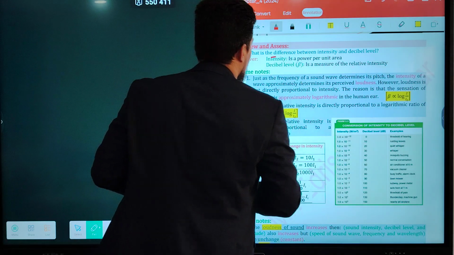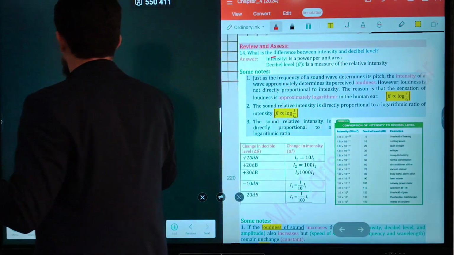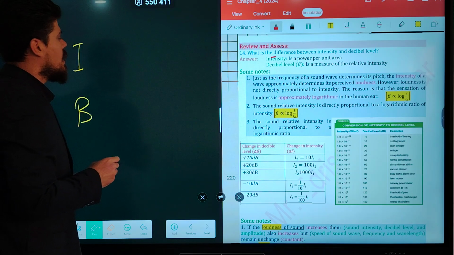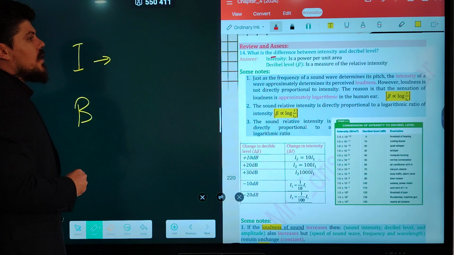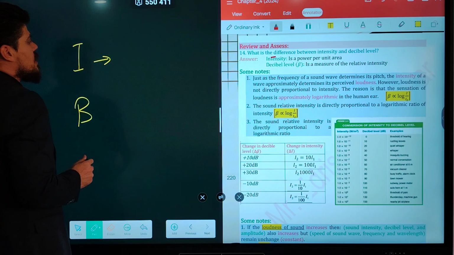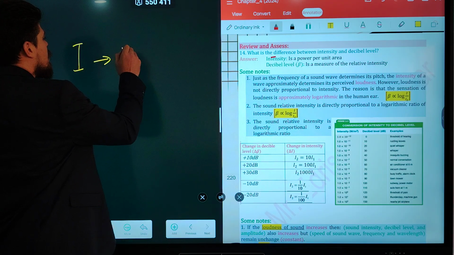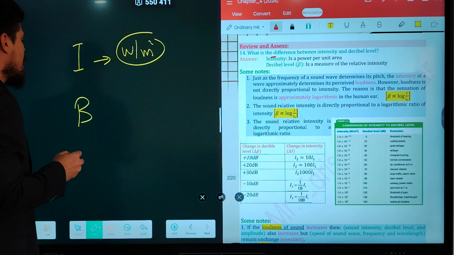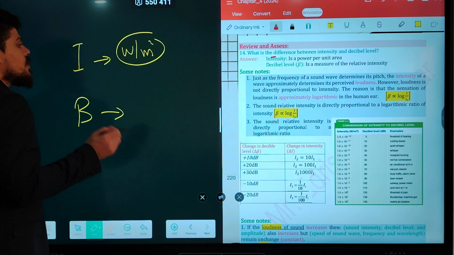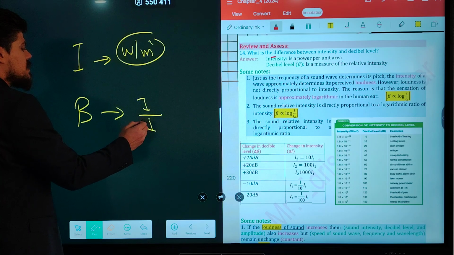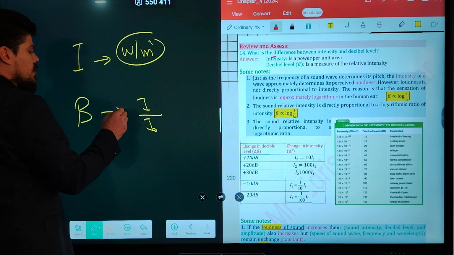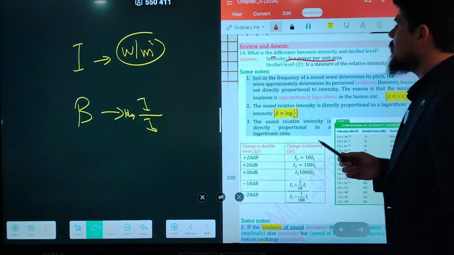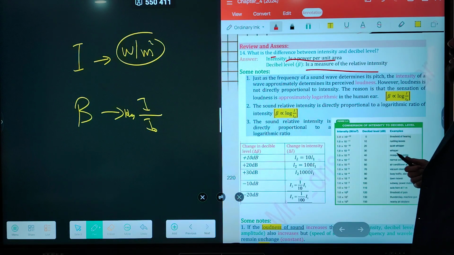What is the difference between intensity and decibel? Guys, this is very important. Intensity is the time rate of the flow of energy per unit area, measured in watt per meter square. It is inversely proportional to the distance. Decibel level is the ratio of the intensity of a given sound to the threshold of hearing, but logarithmic. Intensity is power per unit area, but decibel level is a measure of the relative intensity.